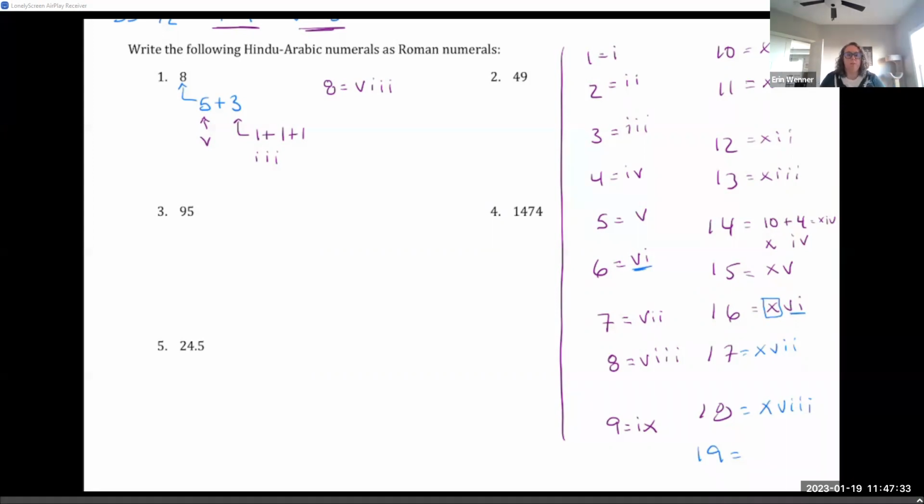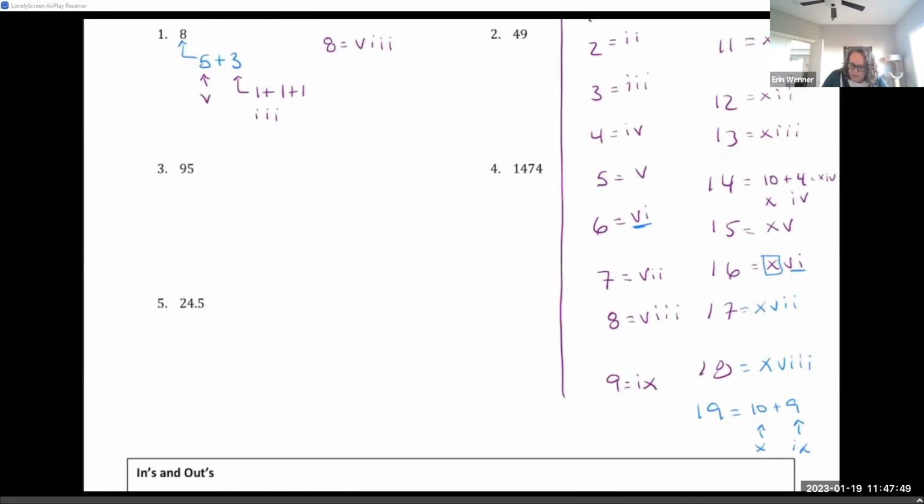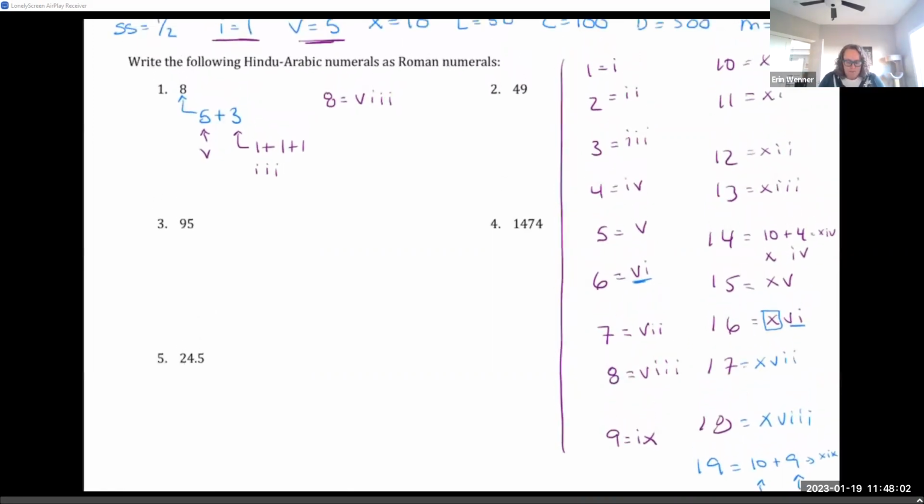All right, nice job. So if we think about this, the number 19 would be like 10 plus 9. The number 10 is X, and the number 9 is, as we know from over here, IX. Therefore, the number 19 is XIX. All right, so we've got bigger numbers. We can't unfortunately just stick with those 1 through 20s. We've got to get bigger.